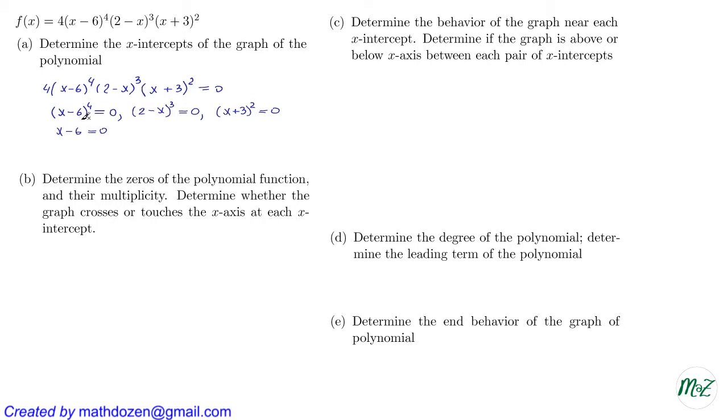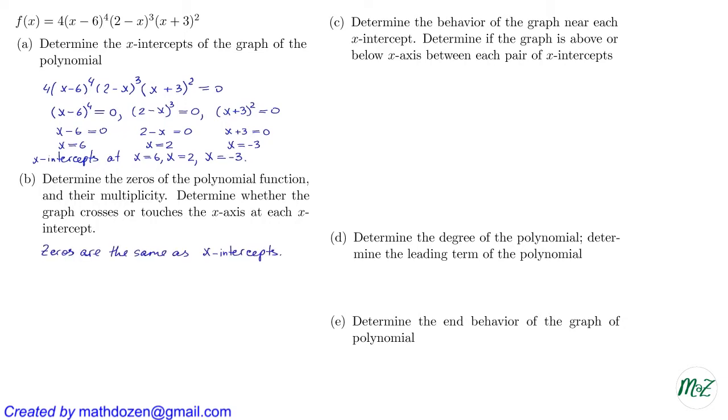So this first factor, (x minus 6) to the fourth power being 0, is equivalent to x minus 6 being 0. So solving x minus 6 equals 0, we get x equals 6. Second factor, (2 minus x) cubed equals 0, is equivalent to 2 minus x being 0. And then you get x equals 2, when you move x over. And with the third factor, (x plus 3) squared is equivalent to x plus 3 being 0. So moving 3 over, we get x equals negative 3. So that's the third x-intercept. So we have x-intercepts at x equals 6, x equals 2, and x equals negative 3.